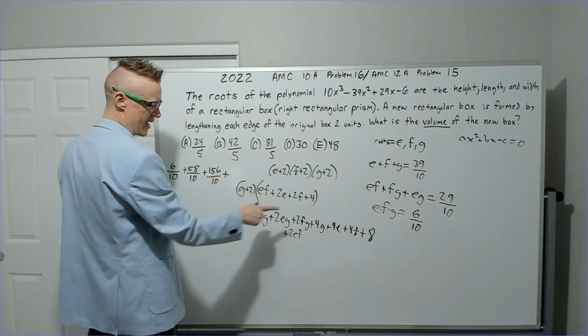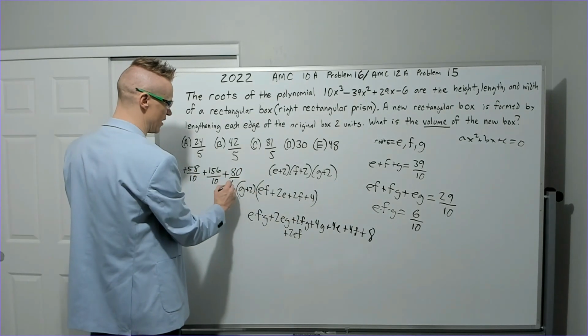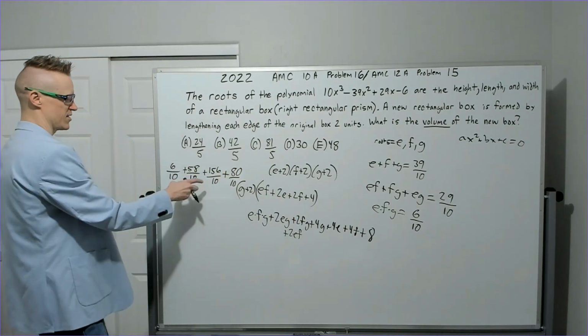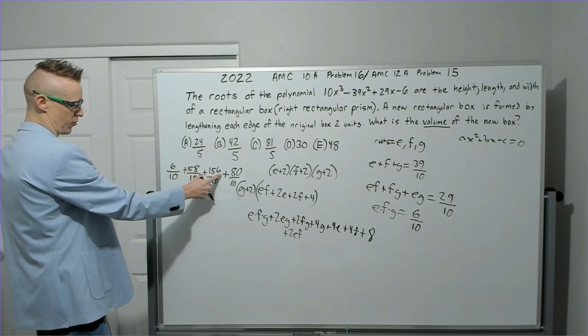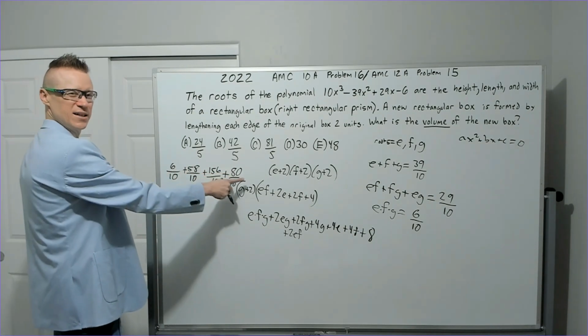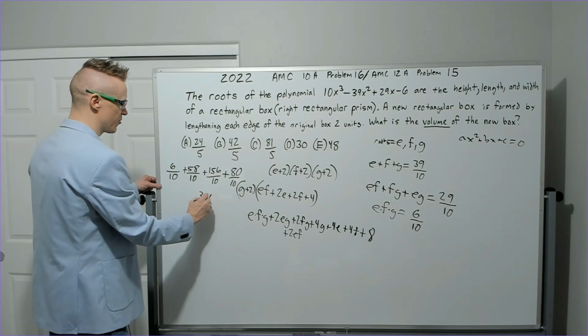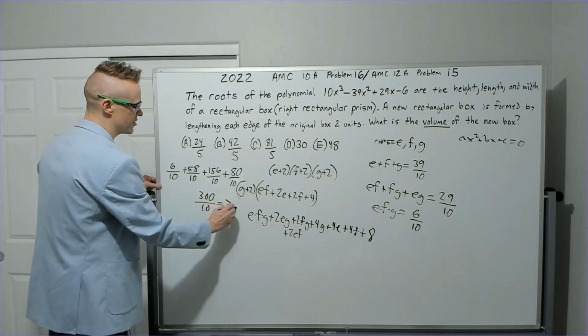Next, we're going to add 8, but we're going to write it as 80 over 10. So now we're going to add this all up. There's 214 plus 6 is 220 plus 80 is 300. 300 over 10. Answer 30.